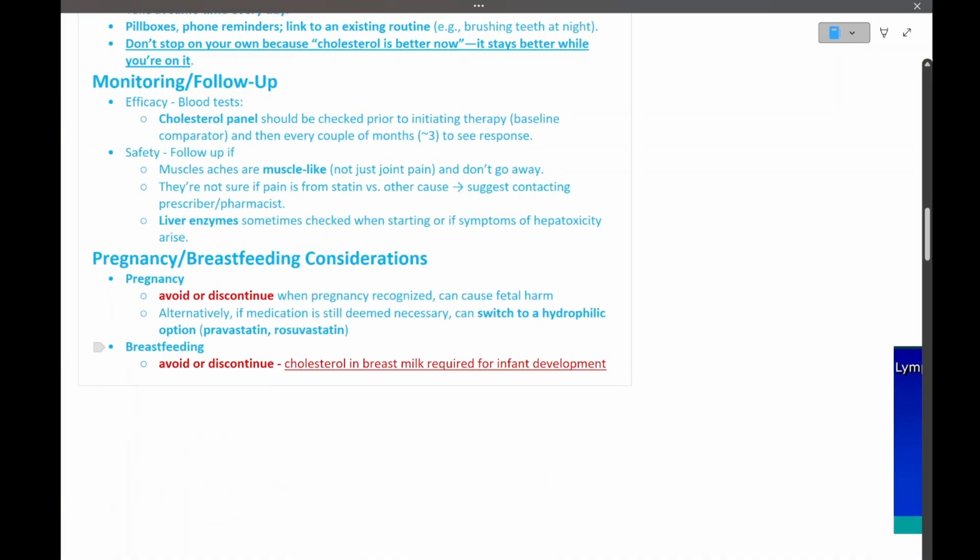As for pregnancy or breastfeeding considerations, we want to consider avoiding or discontinuing the medication when pregnancy is recognized, as there is a potential to cause harm to the fetus. Alternatively, if the medication is still deemed necessary during pregnancy, the patient can switch to a hydrophilic option such as pravastatin or rosuvastatin. The same principle applies for breastfeeding, because the medication does lower cholesterol. By decreasing the amount of cholesterol available when the patient is breastfeeding, the infant cannot develop properly. The bottom line is that cholesterol in breast milk is required for infant development. That's why it's important to either avoid or discontinue this medication.